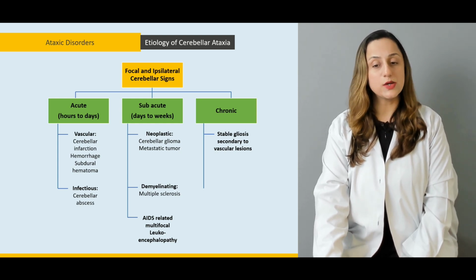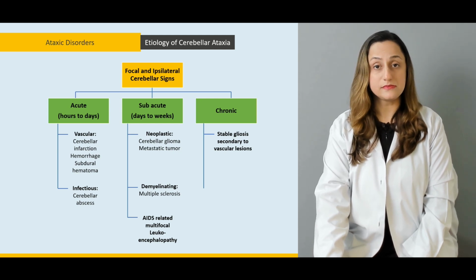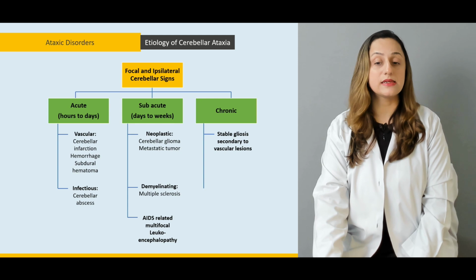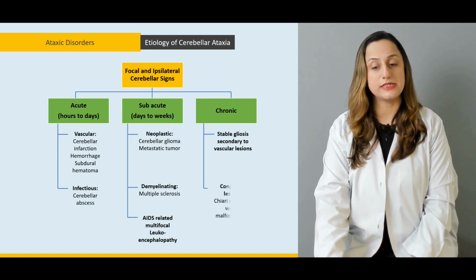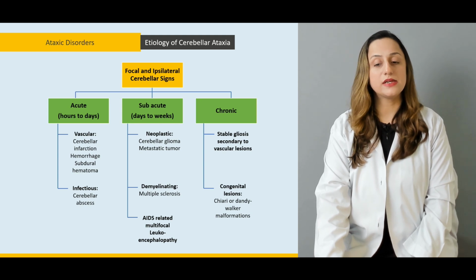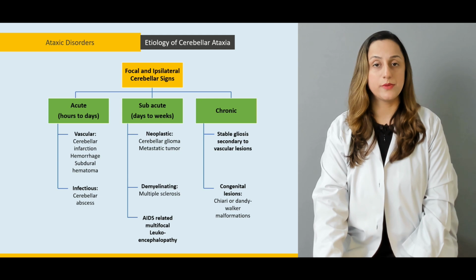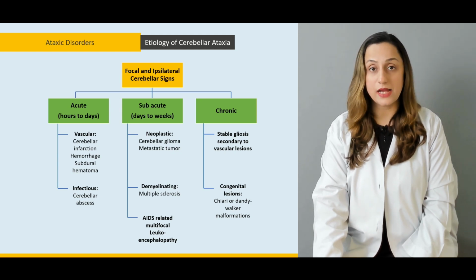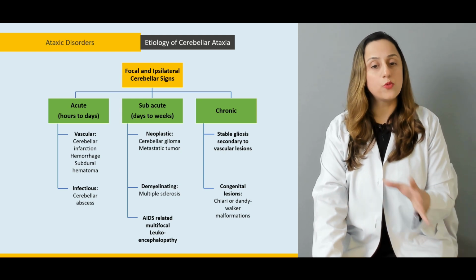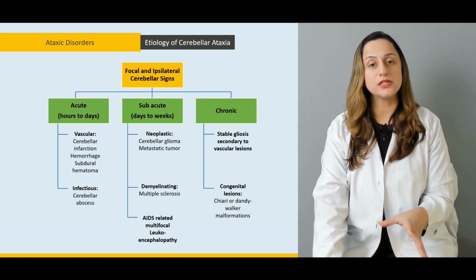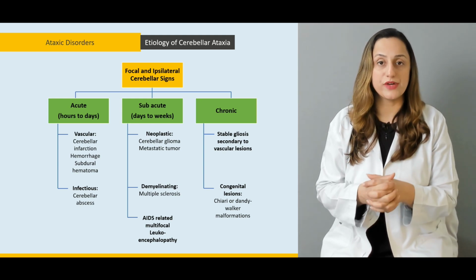The stable gliosis, which is secondary to vascular lesions, we have to mention it in the category of chronically developing symptoms of ataxia. And then we have the congenital lesions. For instance, we have the Dandy-Walker malformations or the Chiari malformations. These are the conditions that are mentioned over here.